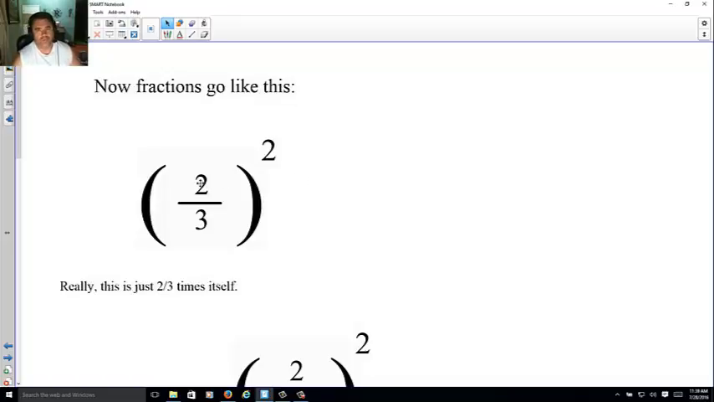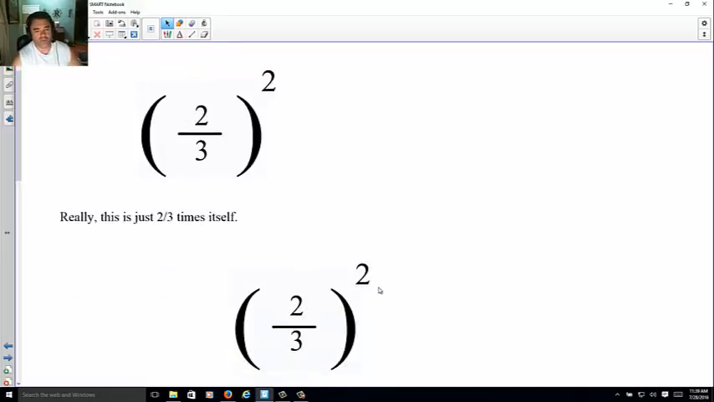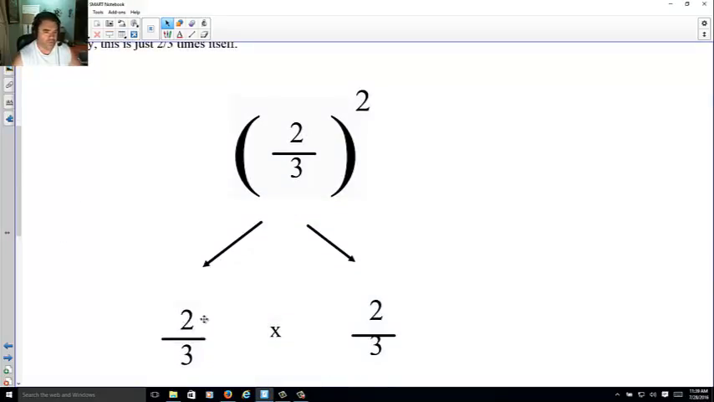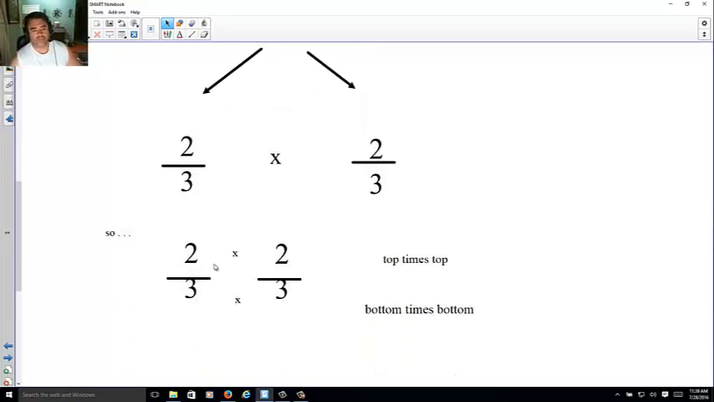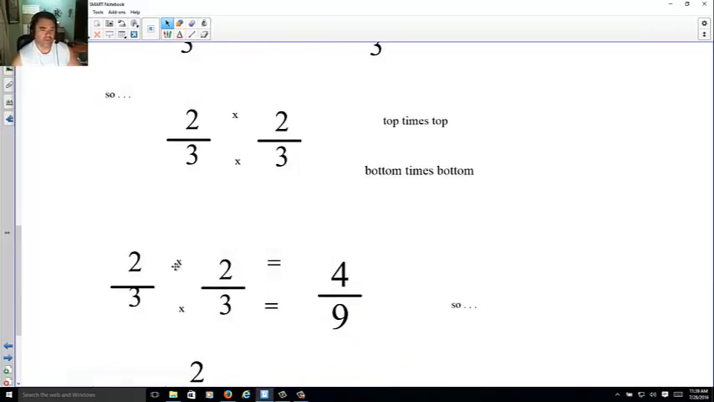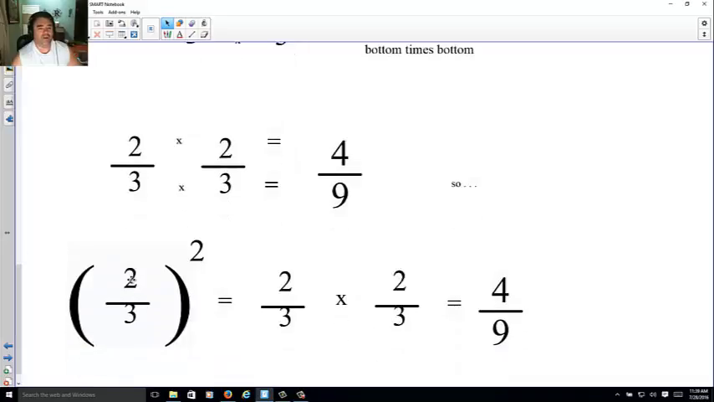All you have to do for an exponent with a fraction is say, okay, since it's a 2, there's going to be 2 2/3 being multiplied. So, okay, 2/3 squared just means 2/3 times 2/3. Remember, top times top, bottom times bottom. So, 2 times 2 is 4. 3 times 3 is 9. So really, the square of 2/3 is 4/9.